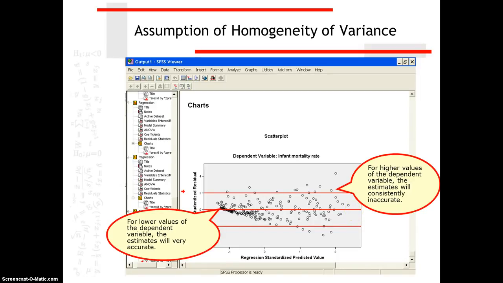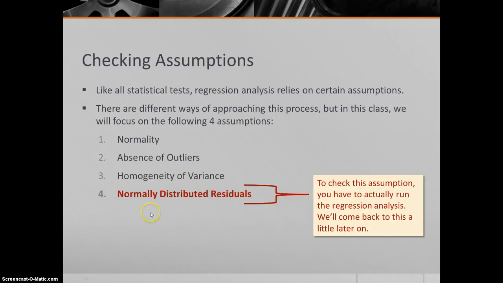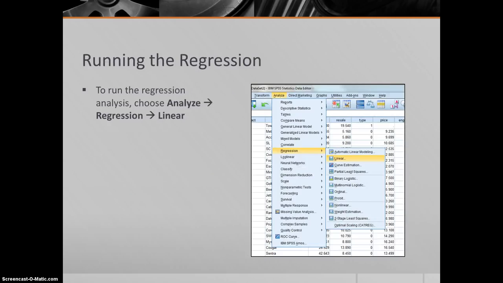Okay. Anyway, the last assumption is normally distributed residuals. So variance and residuals are kind of the same thing. This is how they're spread out. This one is going to be the distribution of those, and you actually have to run the analysis in order to check for this. So we're going to have to go back to it. We'll go through the whole analysis. I'll point out the point where we make that happen, so we can test it, and then we'll go from there. Okay, how to do this.